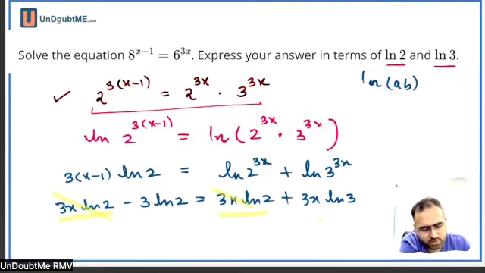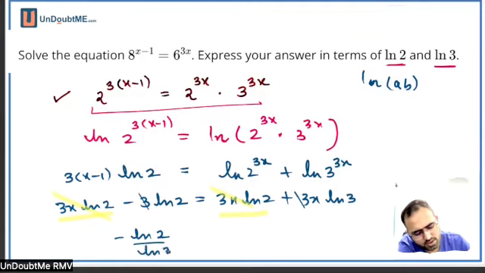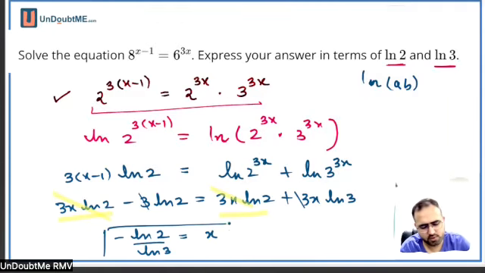now we need the x value. So how can we do it? We can further divide everything by 3. So this 3 will also be gone. And now I have minus ln 2 over ln 3 is equal to x. We can leave it in this form. You need not take that minus inside the log. You can take it, that will become 2 to the power minus 1, but it's okay. We can leave it in this form.